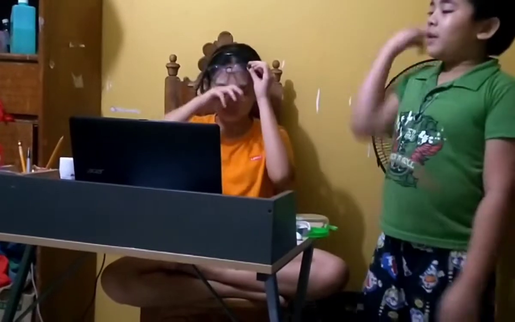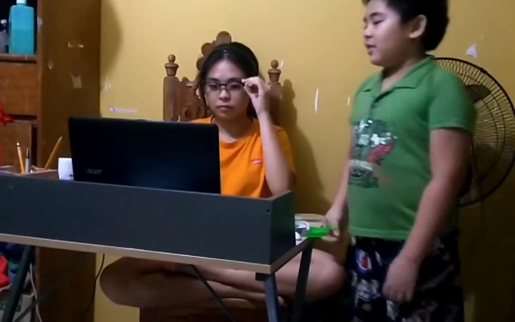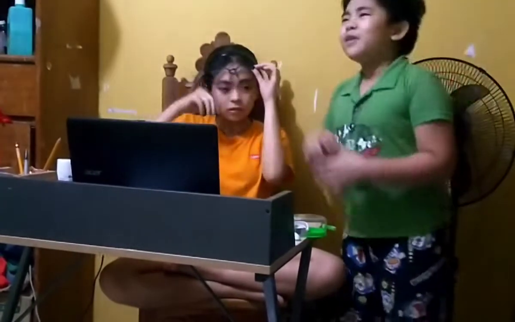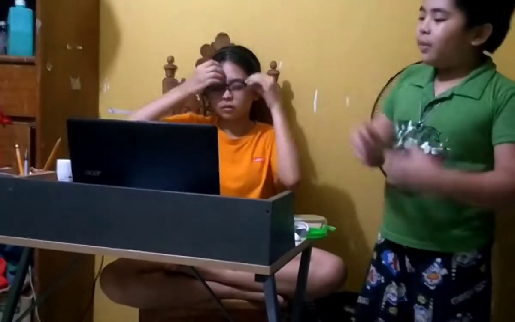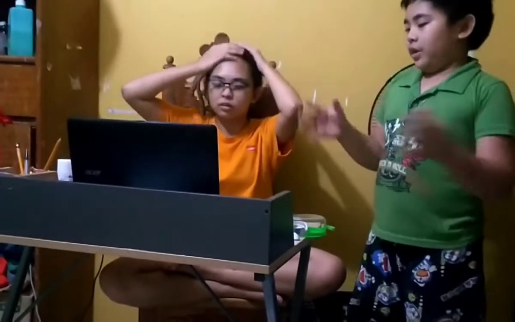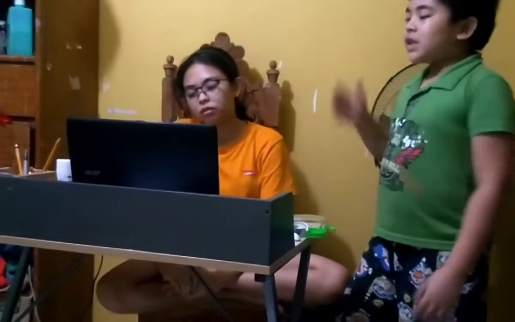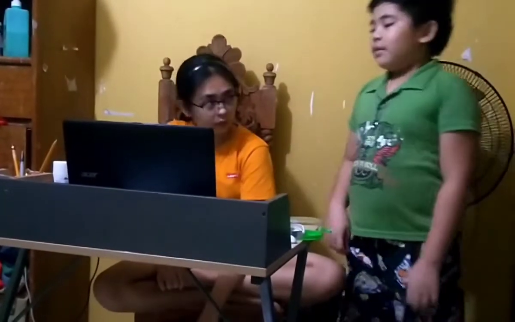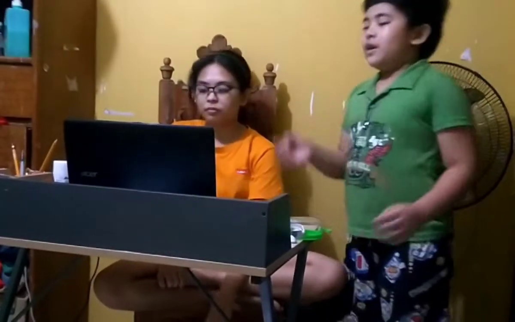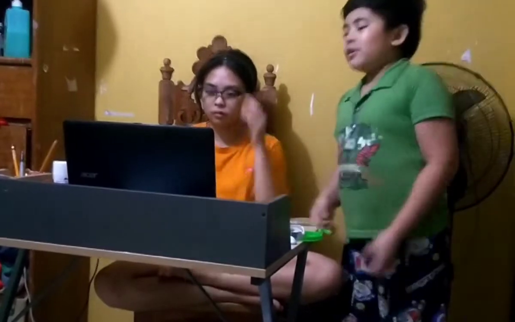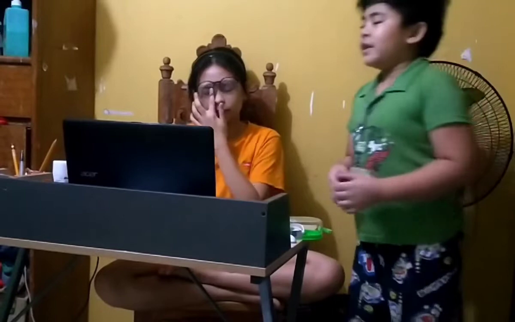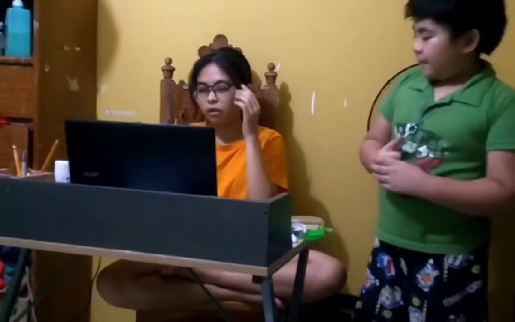Now we're going to multiply fractions. Just like normal multiplication, we're going to multiply numerator to numerator, then denominator to denominator. So our example is 1/5 multiplied by 3/4. So 1 times 3 equals 3, then 5 times 4 equals 20. So our final answer is 3 over 20.